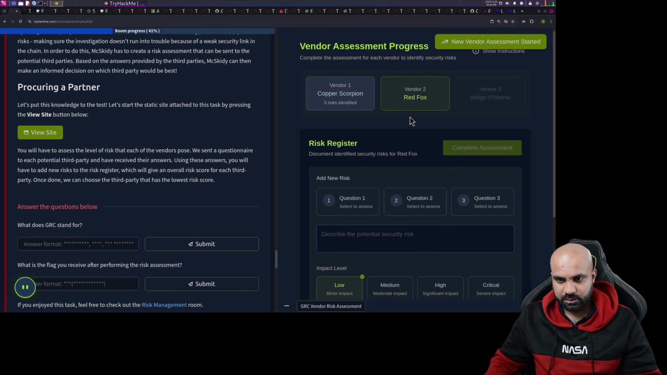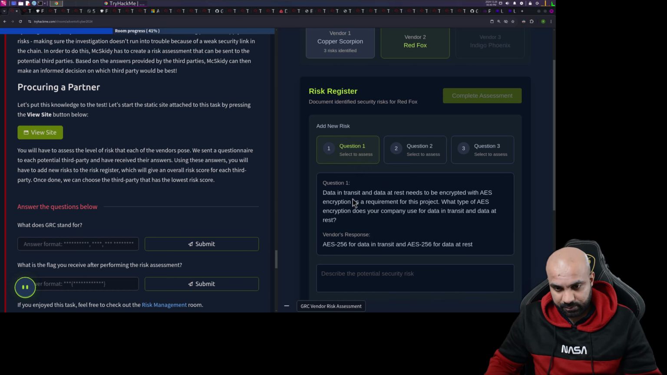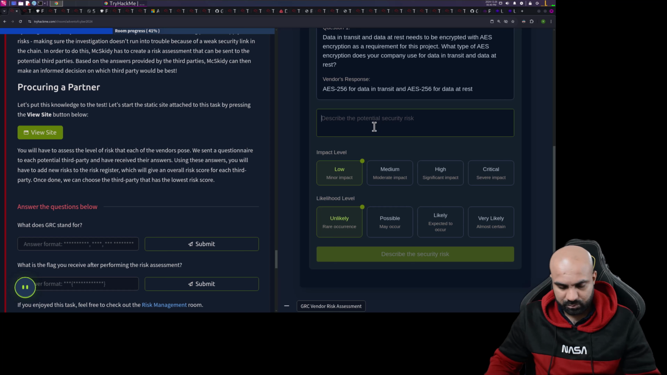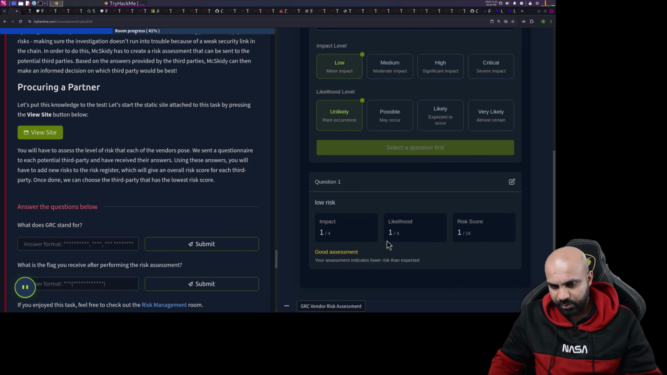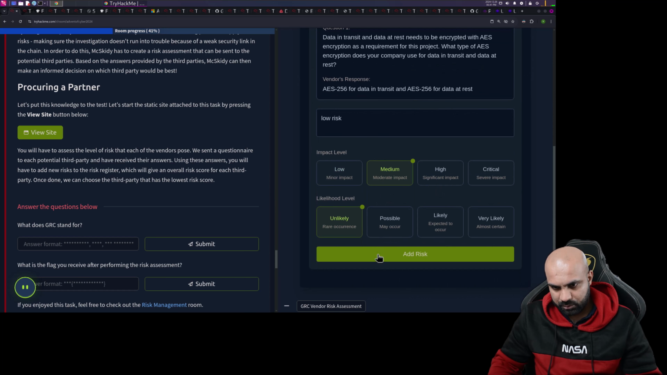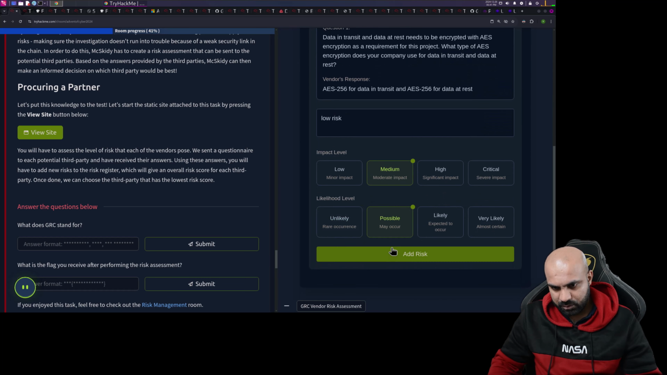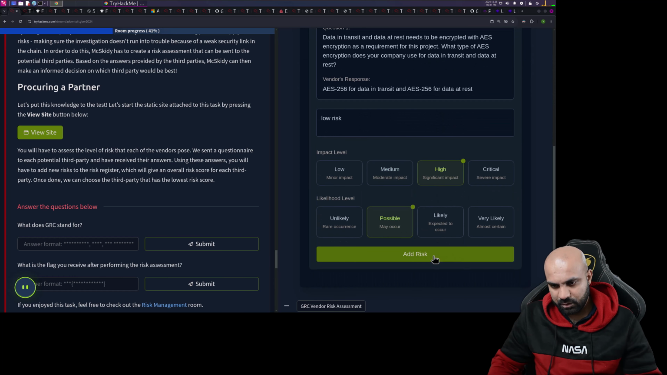All right, so this is Red Fox. Okay. Question 1, data in transit and data at rest needs to be encrypted. Okay, data in transit, and so there is low risk. Should be perfect, man. They are saying no. Okay. Now, what about? Come on.